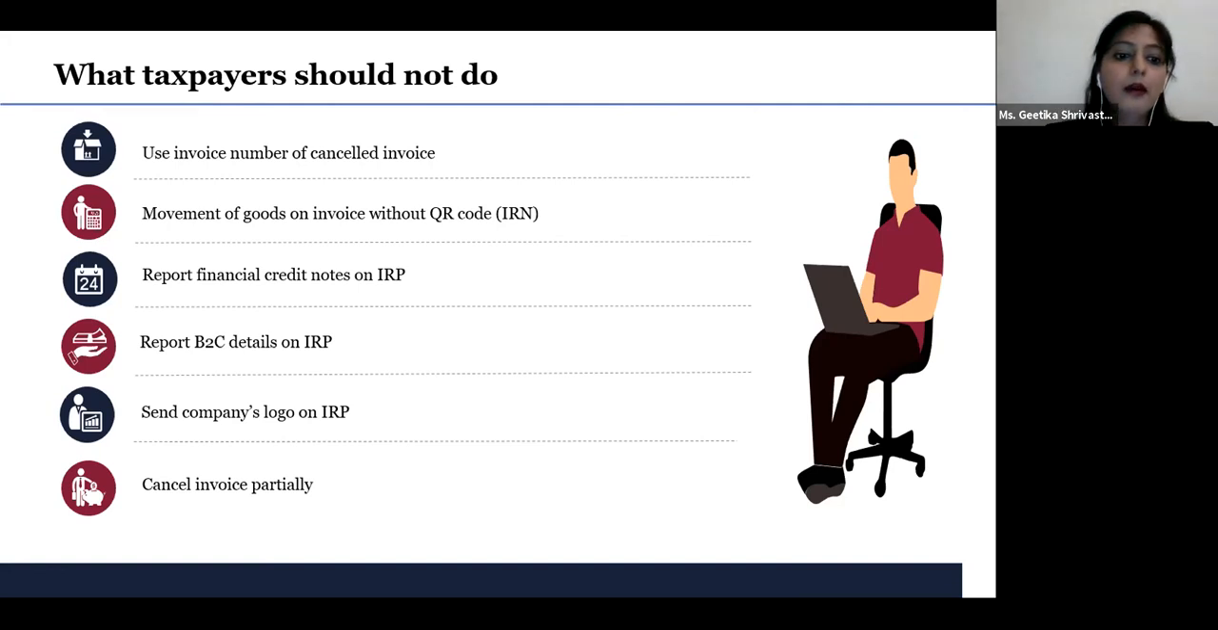The last point: you cannot cancel any invoice partially. Like today, we used to have a partial cancellation by issuing a credit note for a particular line item. This will not be possible. You'll have to do a full cancellation of the invoice. Again, a new invoice needs to be generated, and a corresponding credit note, etc., is required for the cancelled invoice. So this again requires a process change at your end.